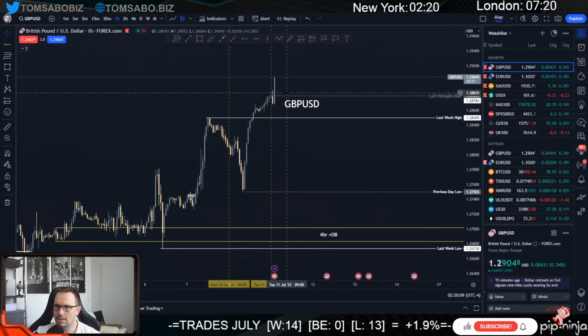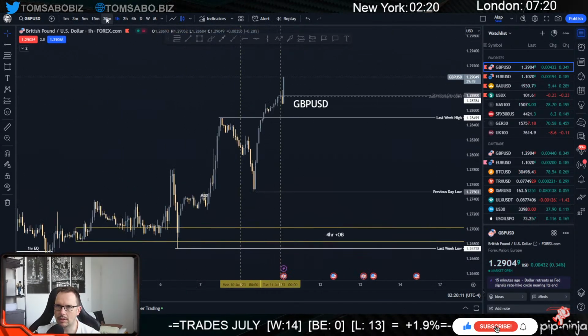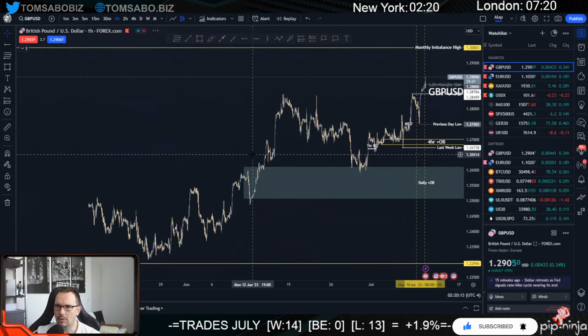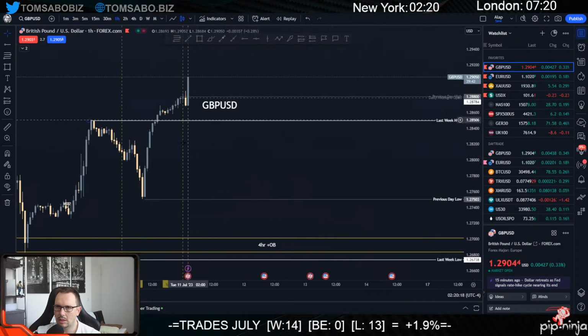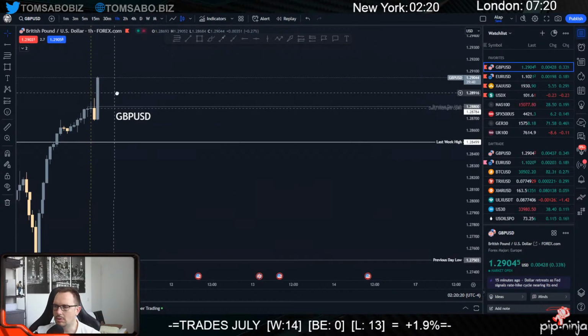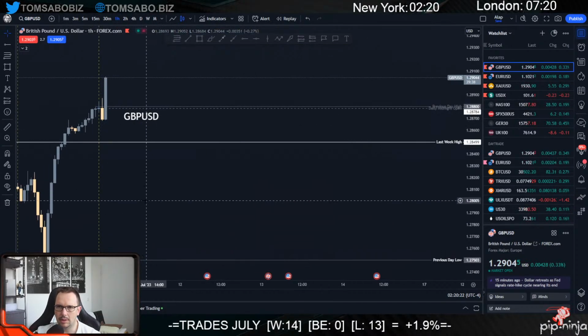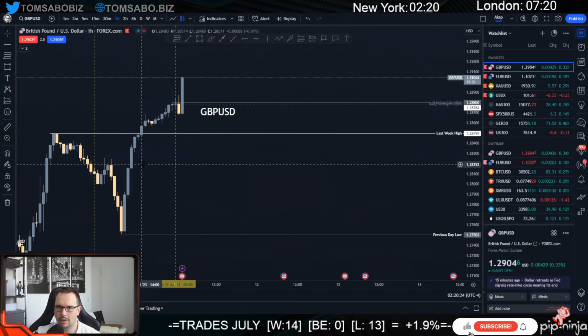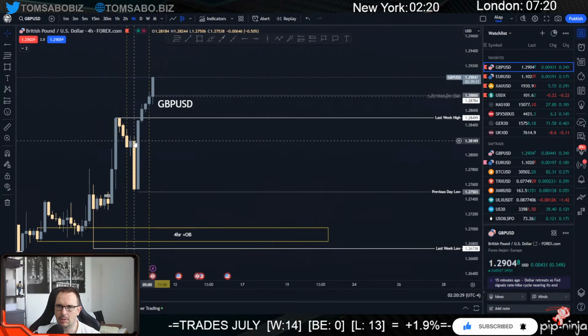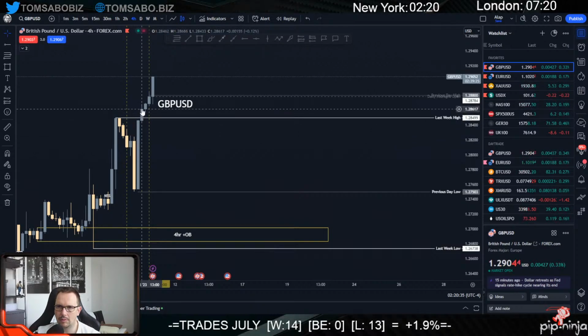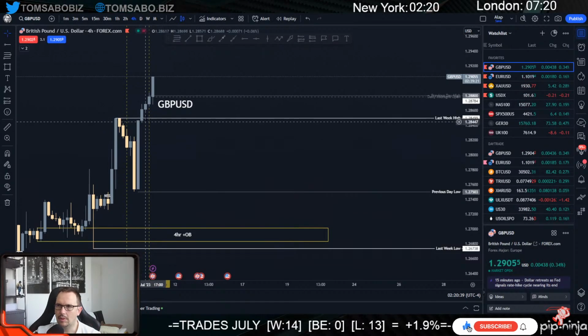Let's look for some order blocks. Maybe we will find something. Well, this could turn into an order block in 40 minutes, but or maybe this one. Yeah, on the 4 hour, maybe this one. Yeah, this could be one.